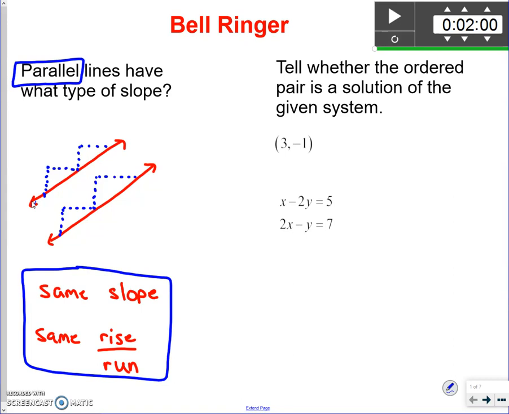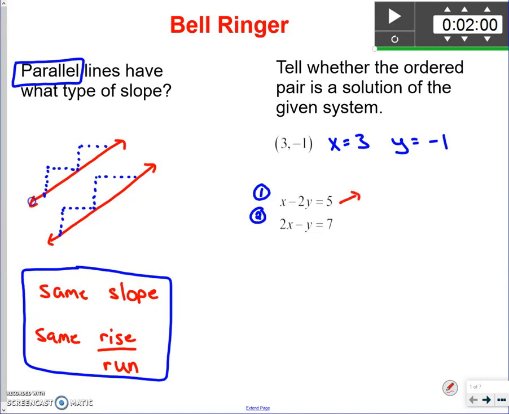The second part of the bell ringer is a review, guys. They want to know, is this ordered pair an answer of these two equations? So they're going to give me one equation here, a second equation here. They're going to give me an x equals 3 and a y equals -1, and they want me to plug this in. They want to see, hey, does this give me a correct answer or an incorrect answer?